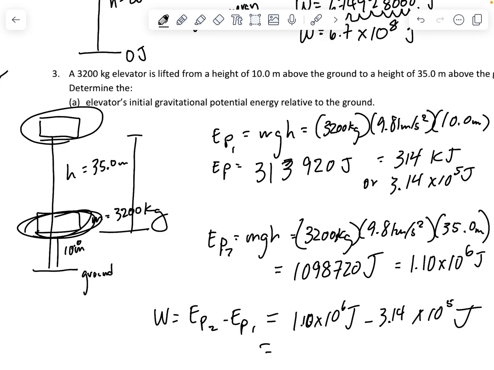So I'm going to try to do this in my calculator, and it's going to give me 7.85 times 10 to the 5 joules, the work it did to lift it that difference. And so again, the work is the energy difference from the starting position to the end, which is a way to think about work other than just force times distance.